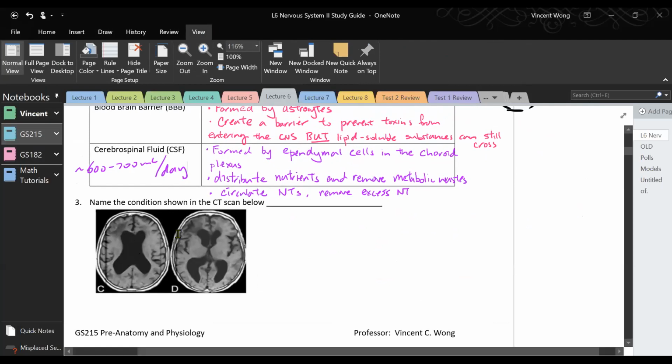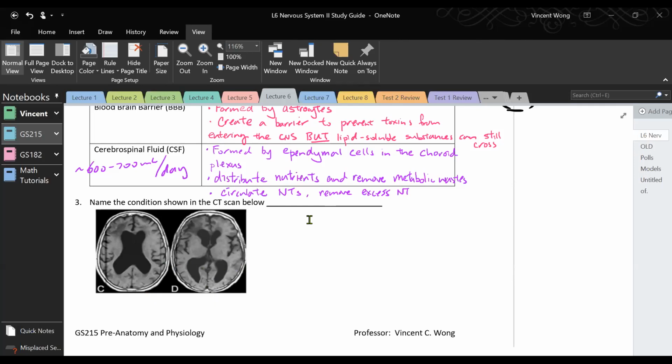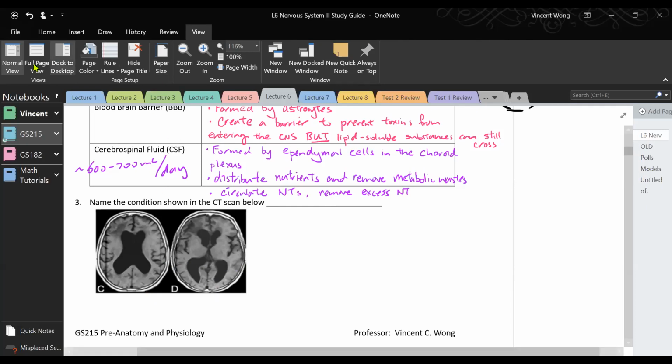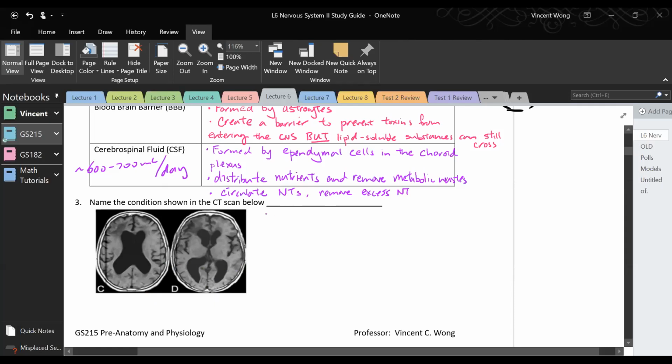Okay, what is wrong with this individual? What condition is being shown here in these CT scans? Does anybody know the name of the condition? Okay, thank you. It is hydrocephalus.